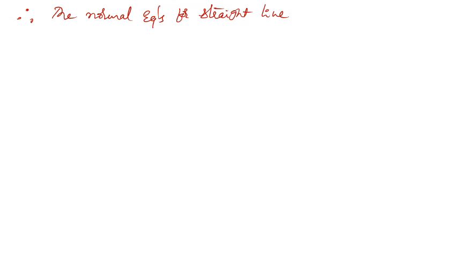What is a straight line? Normal equations for a straight line. f of x equals c0 plus c1x. In place of p of x, I have written f of x. So how to write this?